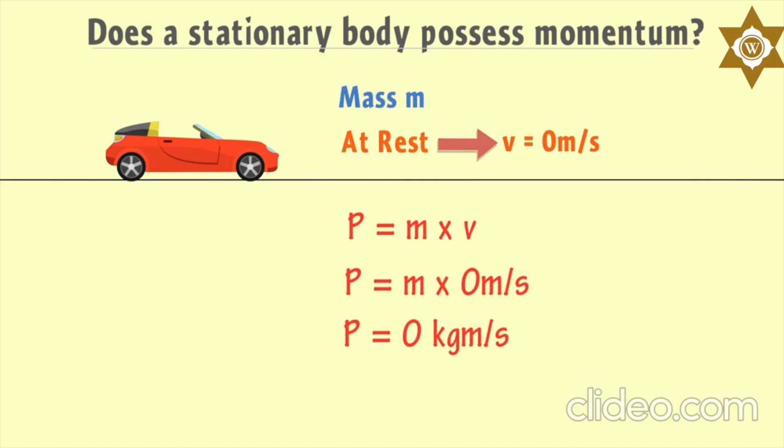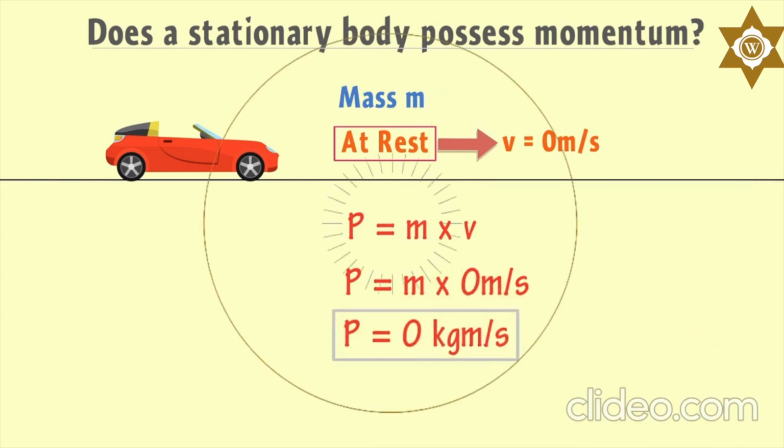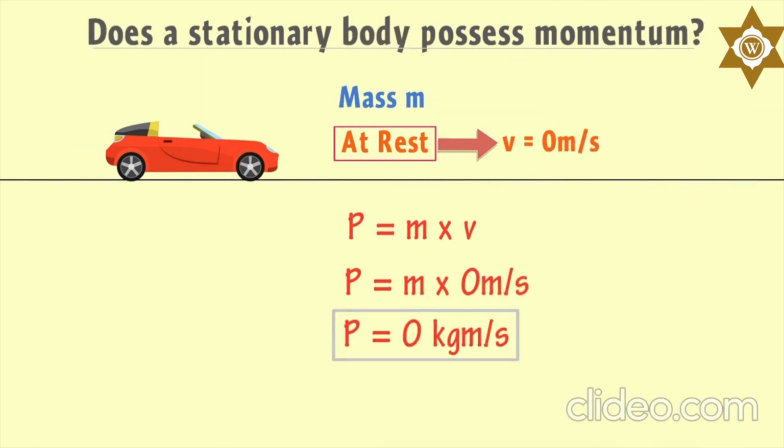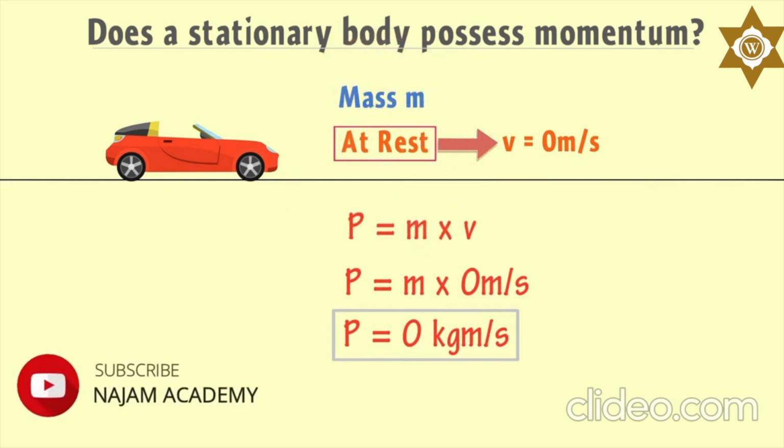It shows that if an object is at rest, its momentum P would be 0, or we can say that the momentum P of an object would be 0 if the body is at rest. I hope you have learned the fundamental concept of momentum.